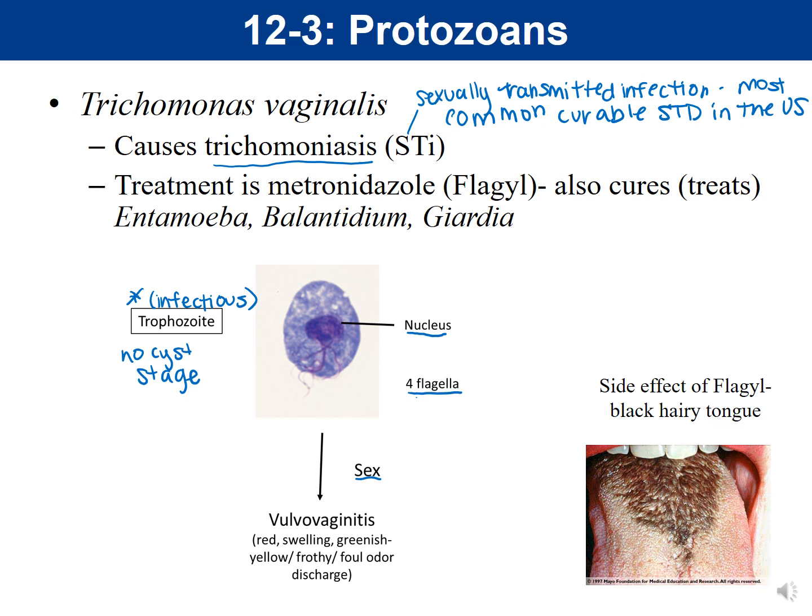Now, when we look at symptoms, in the US, an estimated 3.7 million people have the infection. So that's a lot of people that are actually infected with Trichomonas. But only about 30% develop any symptoms. So for symptoms, many people are asymptomatic.